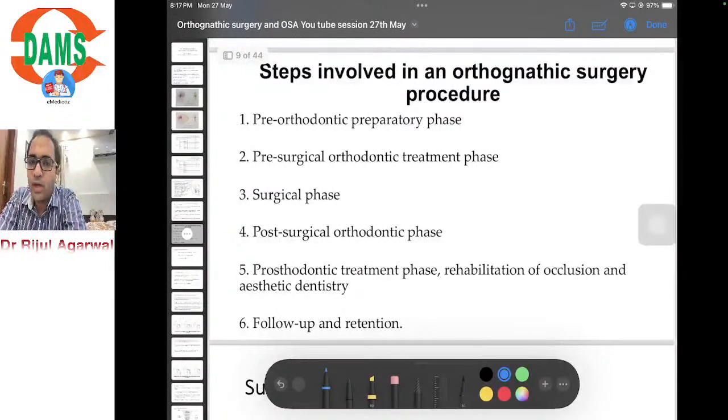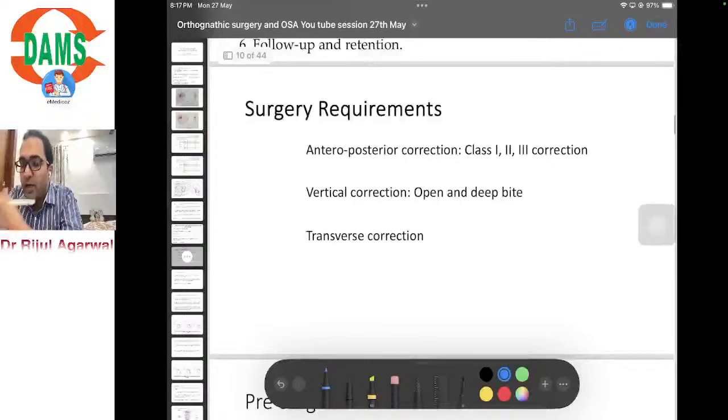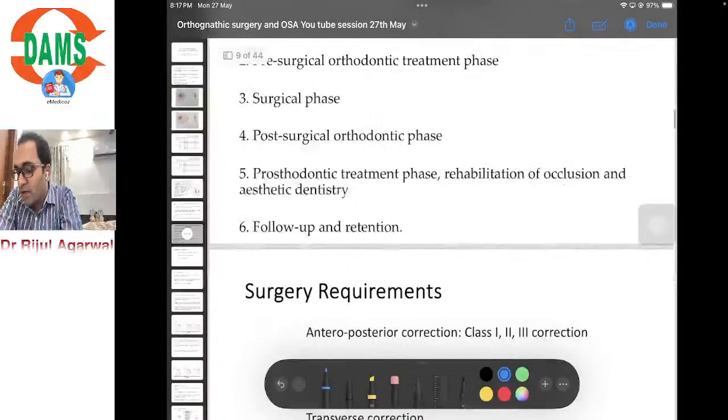So that completes our planning phase. I hope it's clear until now. So beginning with the steps involved in the orthognathic surgery procedure, that is the first, the pre-orthodontic preparatory phase, pre-surgical orthodontic treatment phase, surgical phase, post-surgical phase, prosthodontic treatment phase or the rehabilitation of occlusion and aesthetics, and follow-up and retention. So now we are starting with the surgery requirements.